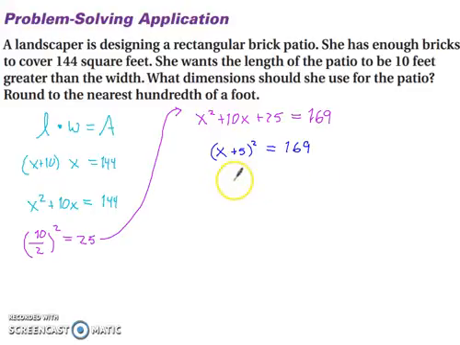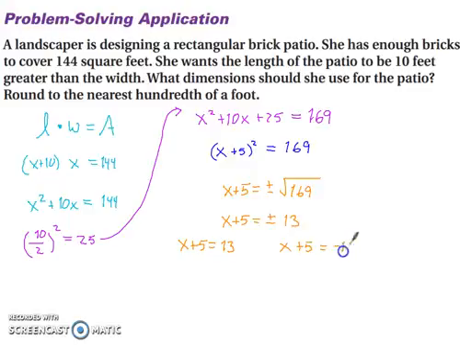So now we're going to take the square root of both sides. So we have x plus 5 equals plus or minus the square root of 169. And the square root of 169 is 13. So we have x plus 5 equals plus or minus 13. So we write out both of our equations here. So we have x plus 5 equals a positive 13, and x plus 5 equals a negative 13. So we solve for x, and we end up with x equals 8, or x equals negative 18.